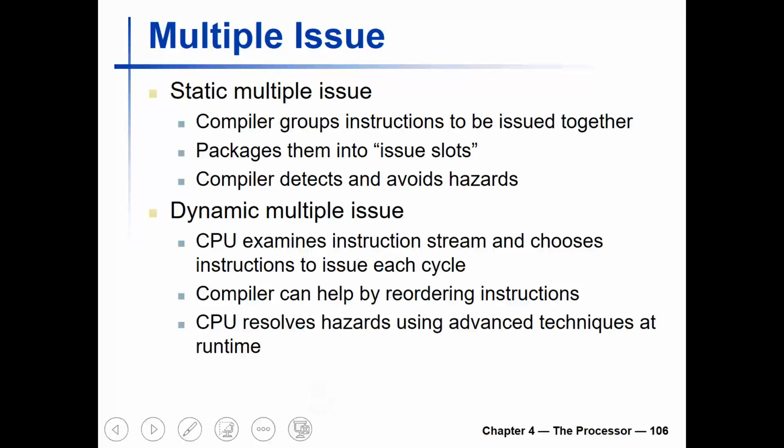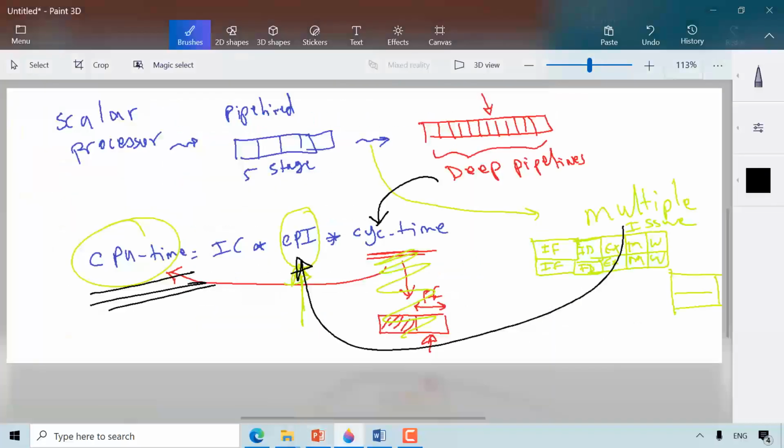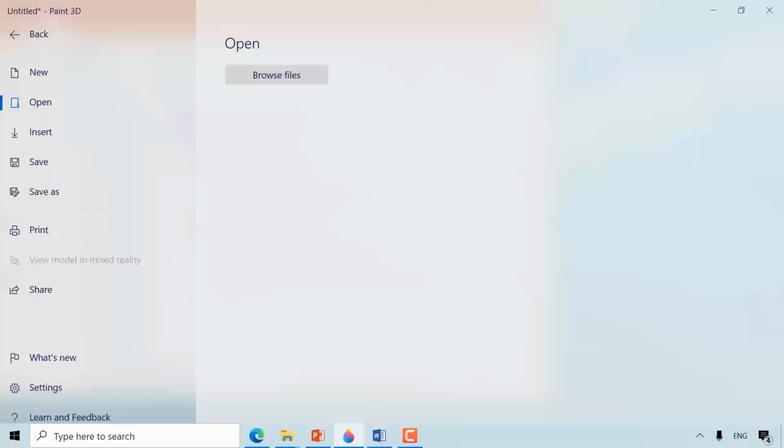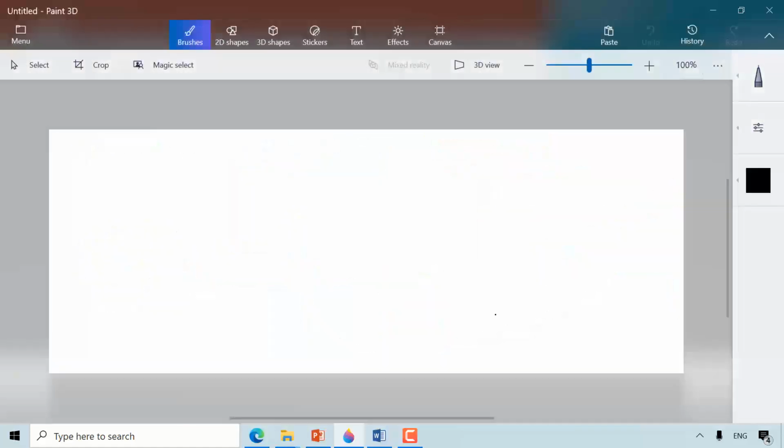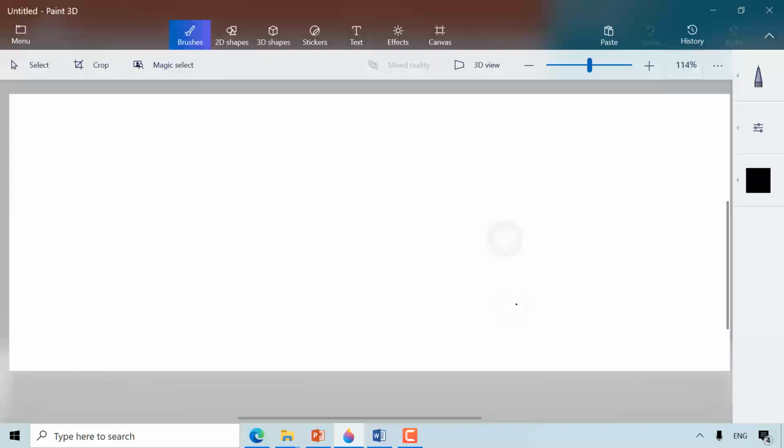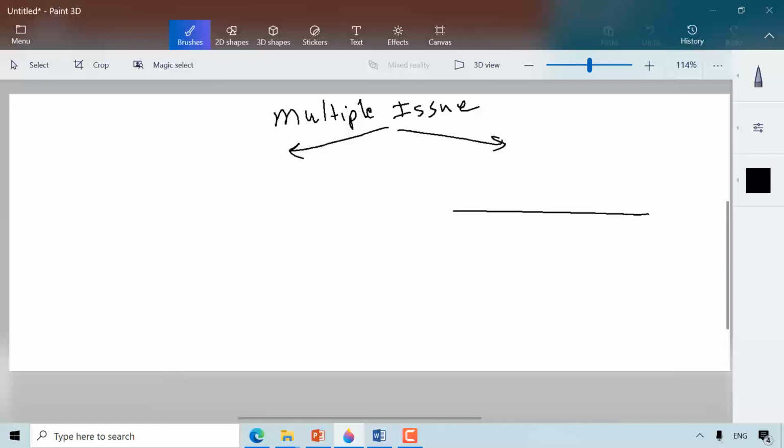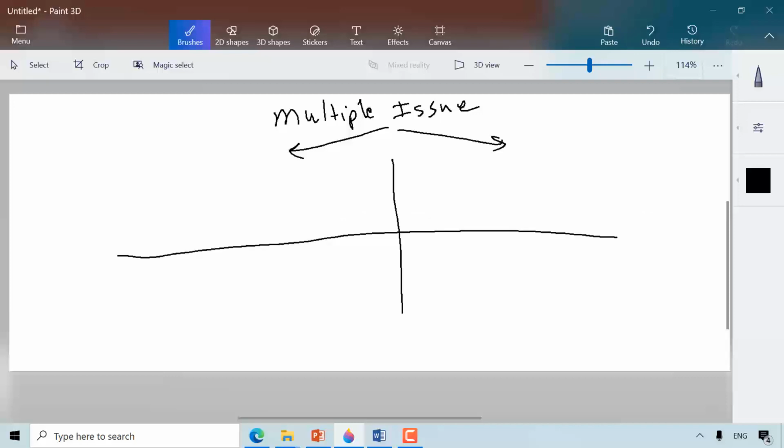Again, I'm going to go to the whiteboard here, and let's just take a look at what we want to prepare ourselves for. So in terms of multiple issue, the multiple issue processors divide this into two groups.